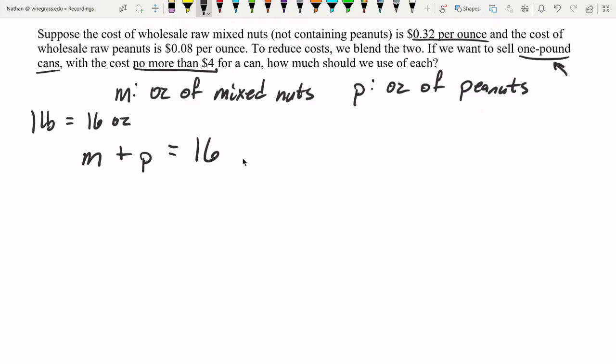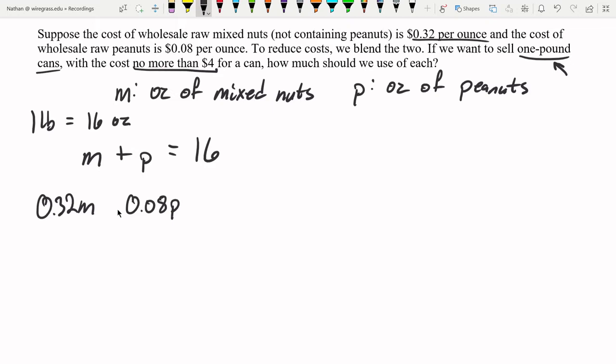Okay, now we can look at the price. So we have 32 cents per ounce for a mixed nut. So I'm going to write it like this. If it's 32 cents per ounce and we have m ounces, then that means we have 32 times m as a total cost of mixed nuts. Likewise, if it's 8 cents per ounce and we use p ounces, then it's going to be 8 cents times p. So that's the cost of each one of these things.